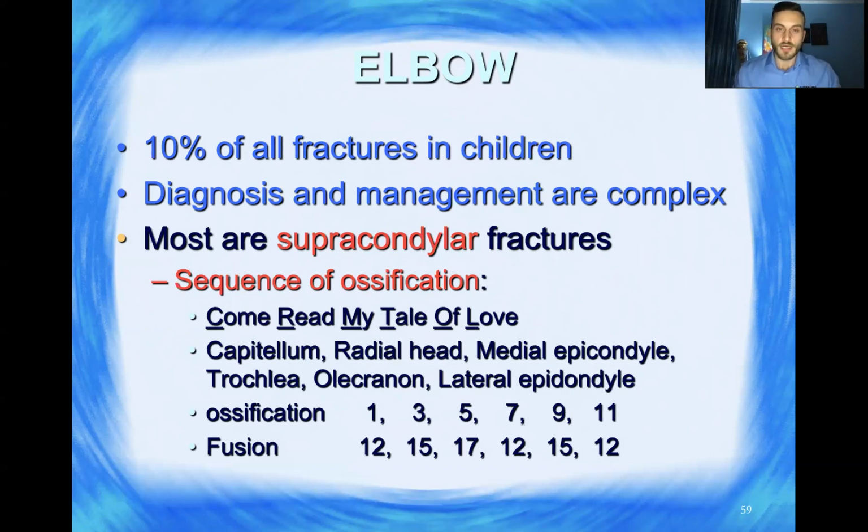The fusion time is more difficult. It's 12, 15, 17, 12, 15, 12. So this is the time of ossification and the time of fusion. What's fusion? When the growth is done, all of the physes will fuse because you don't need to grow more. That's why at a specific age, for females and males, from 14 to 20, the physes will close.